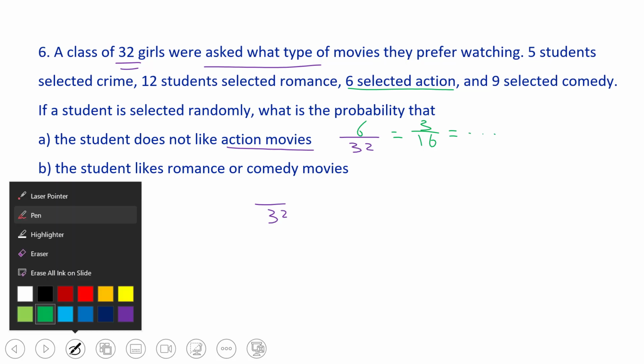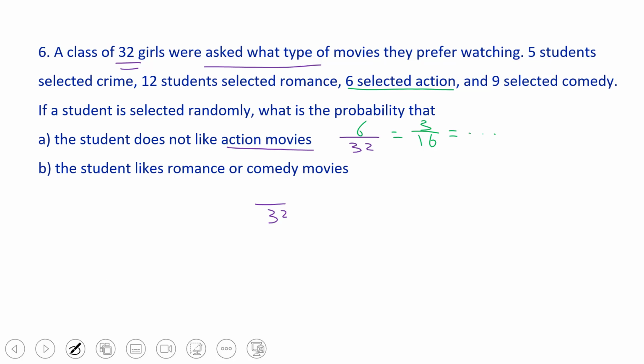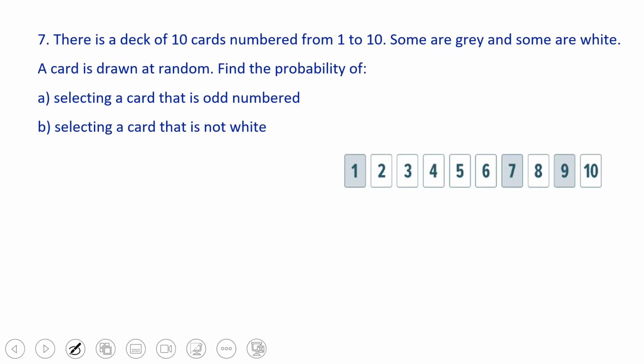For this one, yes, romance or comedy. We know with "or", you have to accumulate them together. So the romance, how many romance? 12 romance. So 12 plus, because I have "or", comedy. What is the comedy? 9. So I have 12 plus 9, which is 21 over 32. You can find the decimal here. Okay.